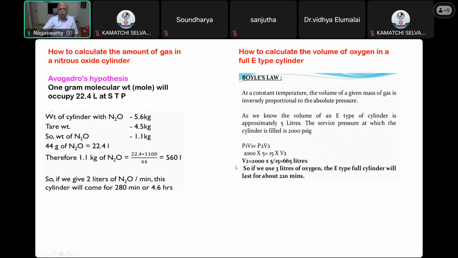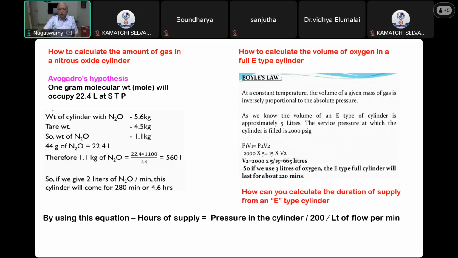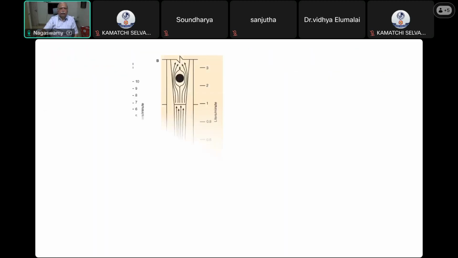So these are some of the calculations. At least remember that for calculating the amount of oxygen left in the cylinder, you use Boyle's law. For nitrous oxide, you use Avogadro's hypothesis. And the duration, of course, they can ask you: you start with this pressure, how long will the cylinder last? This is a common question that you have to remember.